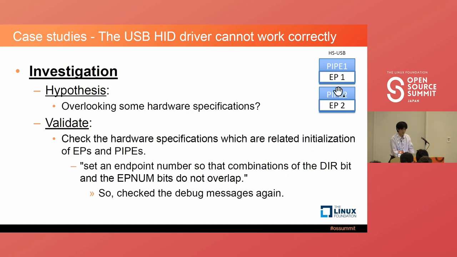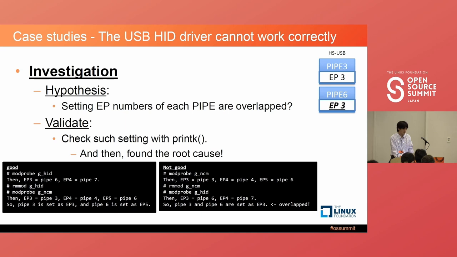The hardware has pipes like this, and these pipes can store the endpoint number. I checked these things and found something specific like this: set an endpoint number so that the combination of the direction and the endpoint number bits do not overlap. So I checked the debug message again. The next hypothesis is that the endpoint numbers set for each pipe overlap.